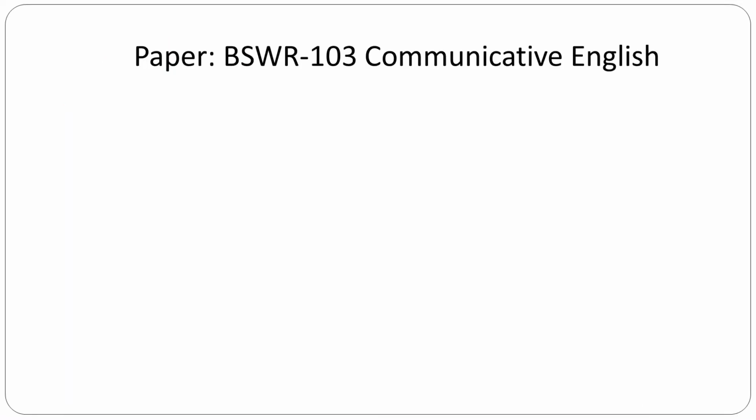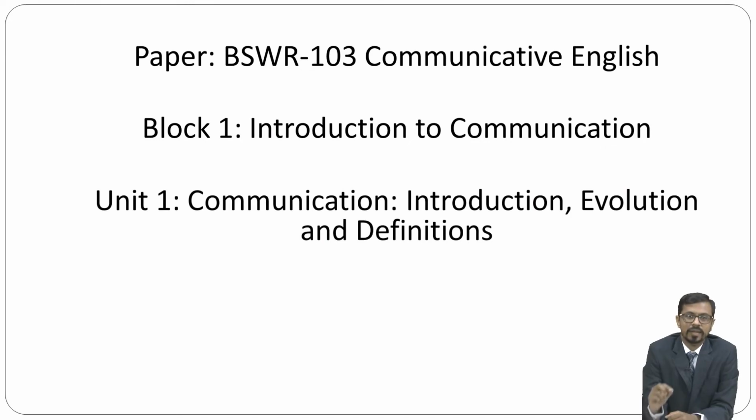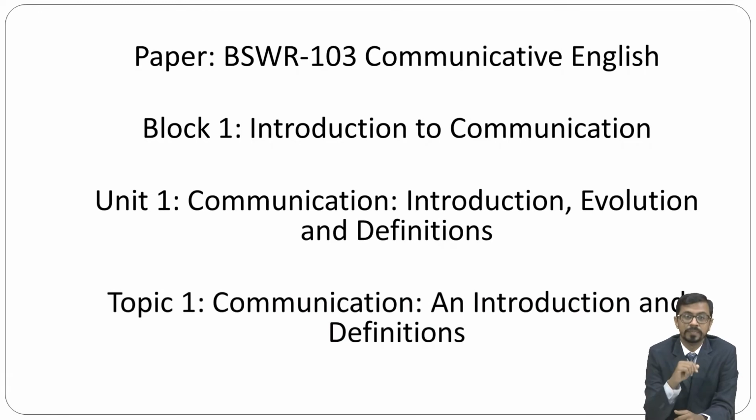We are going to start with paper BSWR 103 for the course of Bachelor of Social Work. The paper that we are dealing with today is Communicative English. The first block today is Block 1, Introduction to Communication. The first unit that we are going to deal with is Communication: Introduction, Evolution and Definitions. And today, the topic is Communication: An Introduction and Definitions.